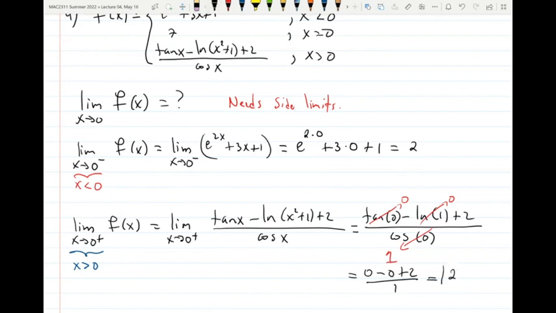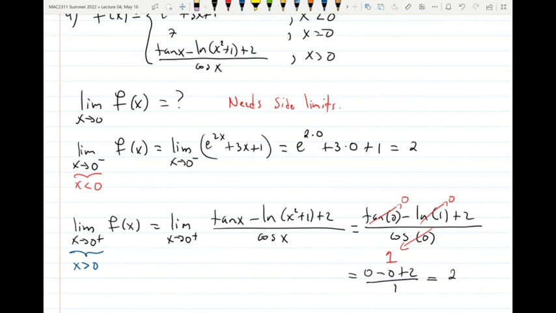Yes? So, okay, let me just keep it like that. So the right limit is equal to 2. The left limit is equal to 2. Do they match? So what can we say about the original limit? It exists and equals 2.